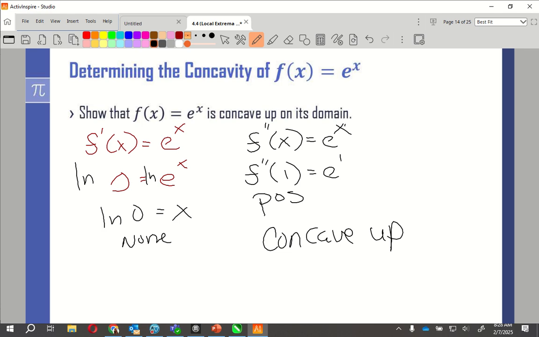So I can pick just about any number there, and I'm still going to get a concave up. Actually, not just about, it's all numbers that I pick on that. It's going to give me concave up for my second derivative. Does that make sense? Hopefully? Okay.